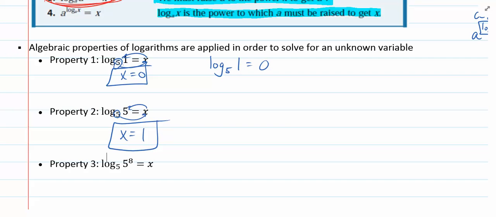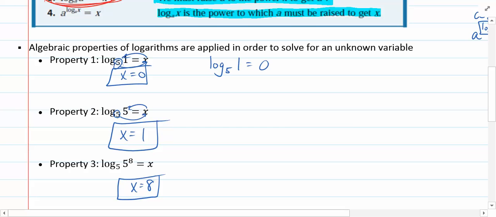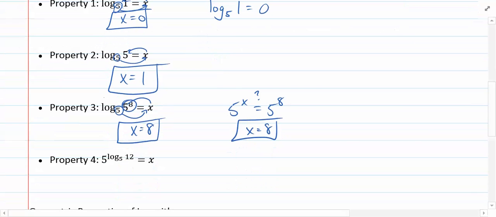Property number 3, if I have logarithm base 5 of 5 raised to the 8th power, what does x have to be? Immediately, without doing any math, you should recognize that x has to be the 8th power. 5 to the what power equals 5 to the 8th power? You should be asking yourself this question. The number has to be 8. You can see that solution without doing any math.